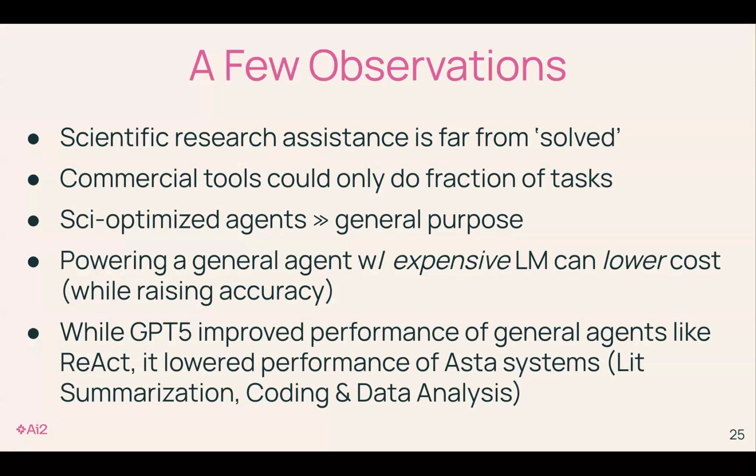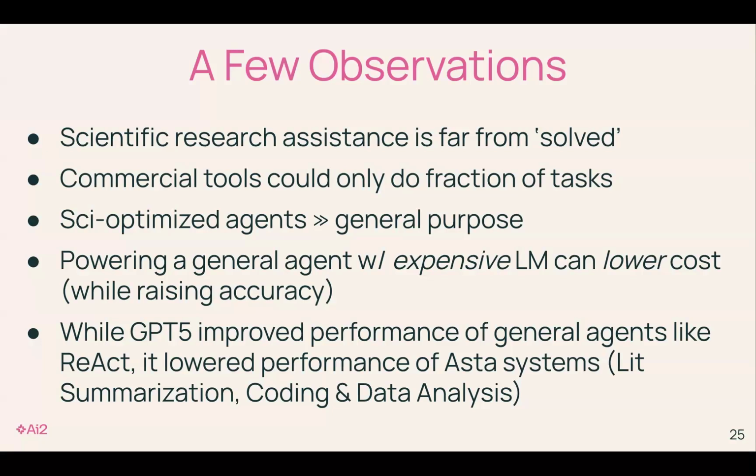The reason you only saw generic agents in that graph a moment ago is because commercial tools like OpenAI Deep Research, which I'll come back to in a second, can't do all the tasks. OpenAI Deep Research doesn't write and execute code for you out of the box, and so that's why we only compare it against generic agents there. We did see that the Asta special purpose workflows were better than the general purpose agents, although it came at some cost.